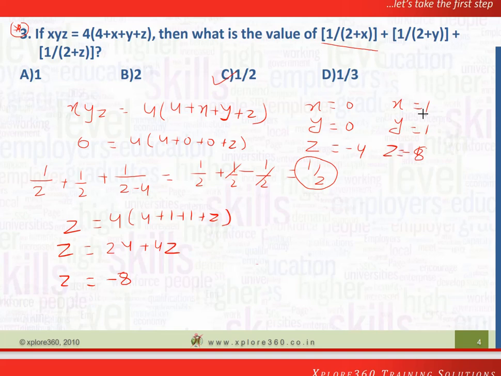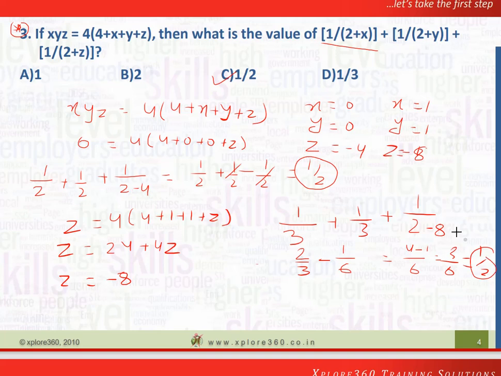Now put the value of x equals 1, y equals 1, and z equals minus 8 in this particular expression. So 1 upon 2 plus 1 upon 3 plus 1 upon (2 minus 8), which equals 1 upon 2 plus 1 upon 3 minus 1 upon 6. So which equals 6, 3 2s are 6, 2 2s are 4, 4 minus 1, 3 by 6, which equals 1 by 2. So once again we are getting 1 by 2. So straight away you mark the answer 1 by 2.